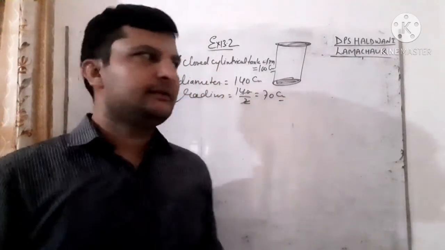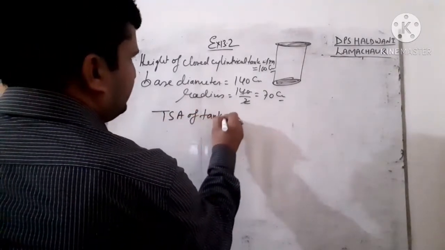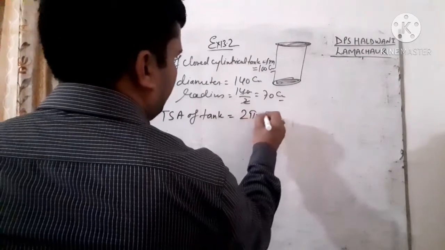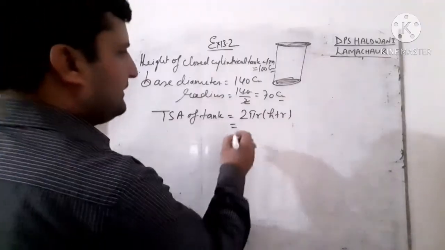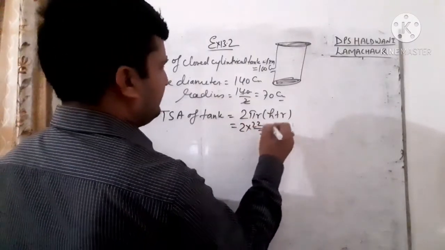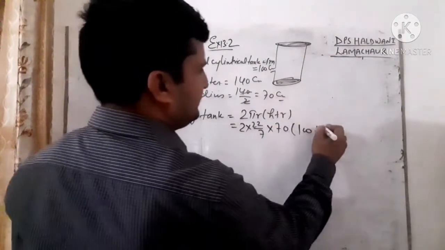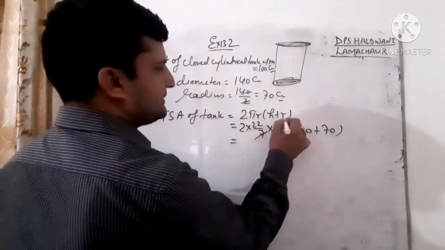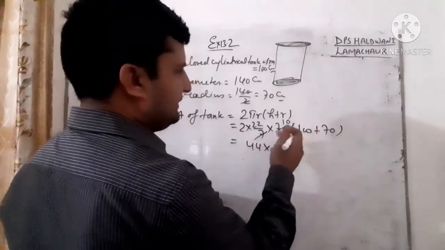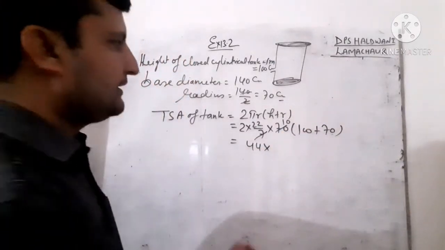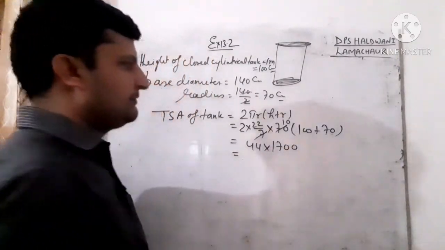So student, TSA of tank is equal to, we have written the formula, 2 pi R into H plus R. So we have to put all the values here. 2 into 22 upon 7 into R is 70, into H plus R, H is 100 plus this is 70. So students, 7 times the 70 we can cut here. So 22 to the 44 into 170 into 10, that is coming 1700.